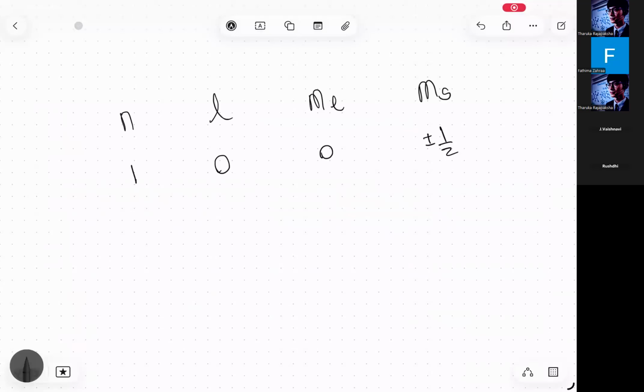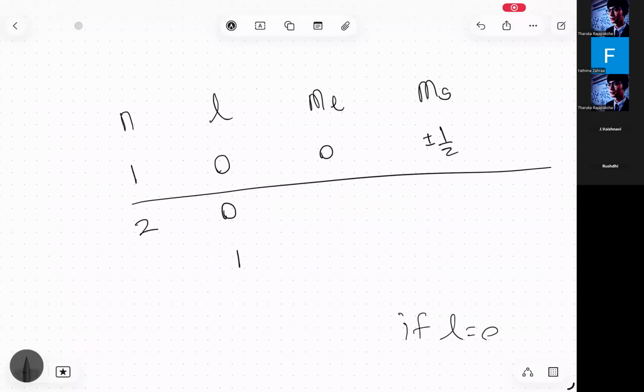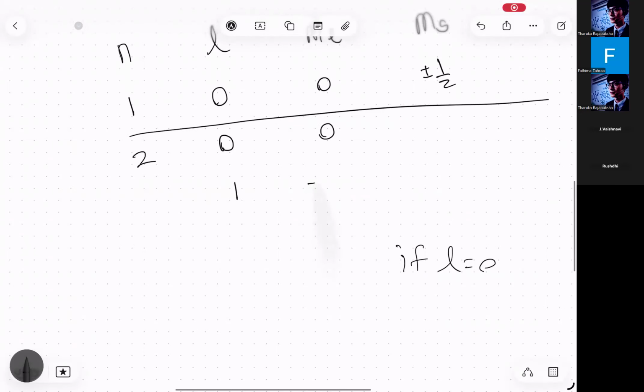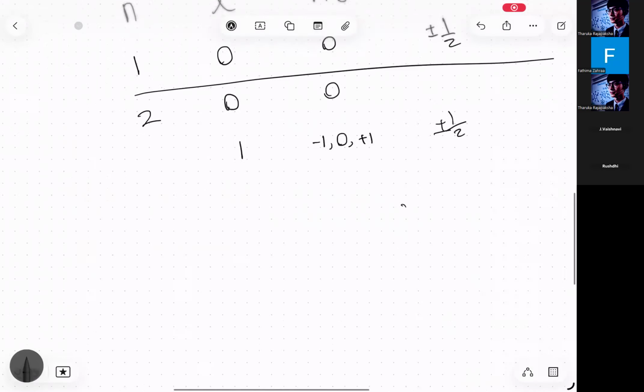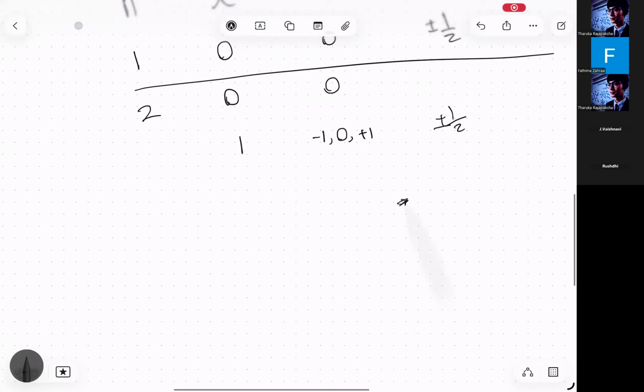When n equals 2, l can be 0 as well as 1. If l is 0, then m sub l can be 0, just like the previous one. And if l is 1, that means m sub l can be minus 1, 0, plus 1. m sub s is again plus or minus half.